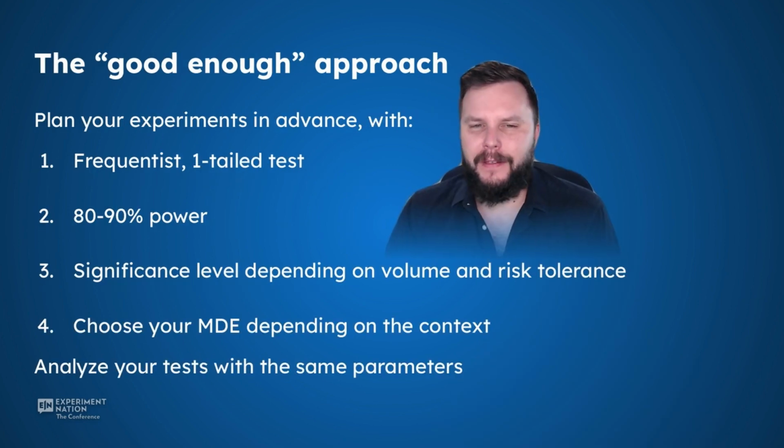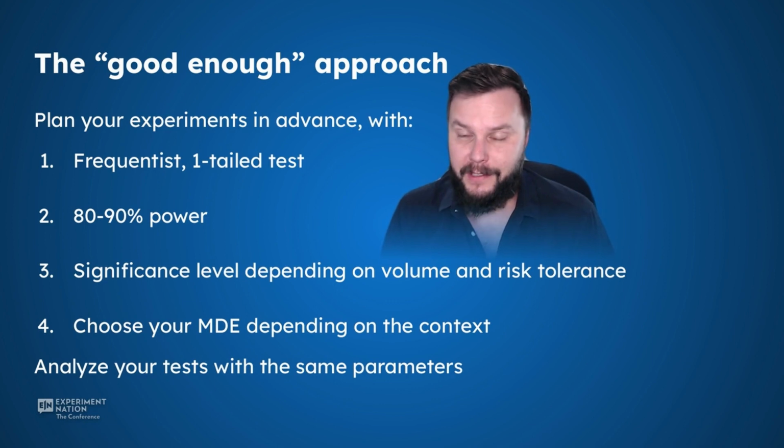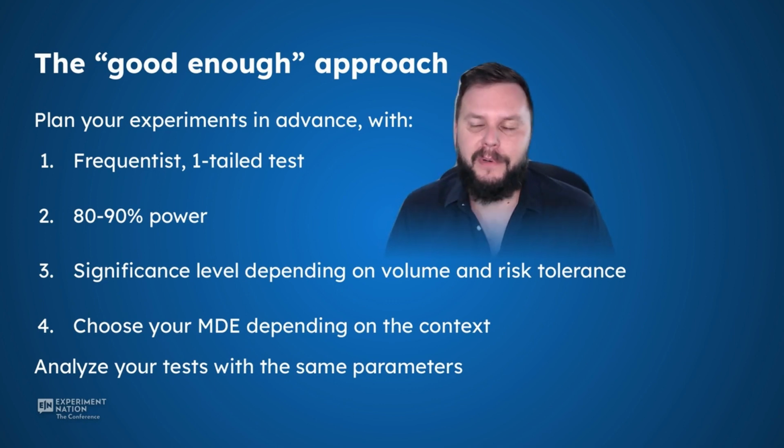Okay, a lot about what I think are some things you shouldn't do, approaches you shouldn't do, and how they kind of failed to align with our principles. So let's change gears here and look at the positive side of things. So what should you actually do? How can you actually approach planning and analyzing tests in a way that aligns with those four principles? So this is what I would say. Plan your experiments in advance. So do this with frequentist statistics and a one-tailed test.